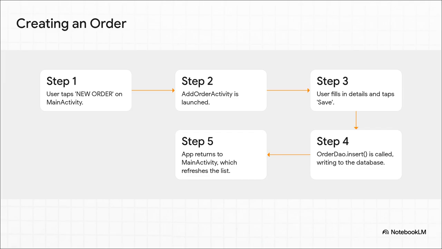So let's just walk through the whole process. Step 1, you tap New Order. That launches the form screen. You fill in the details, pick a driver, and hit Save. Now here's where the magic connects. That Save button calls our OrderDAO's insert method, handing it the new order you just created. Room does its thing, writes it to the database, then the app pops back to the main list, which automatically refreshes itself from the database, and poof, your new order is right there at the top of the list.